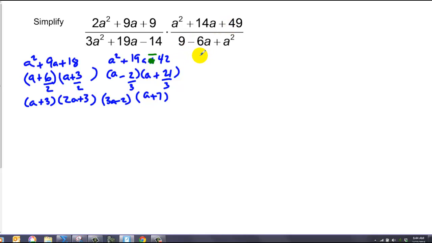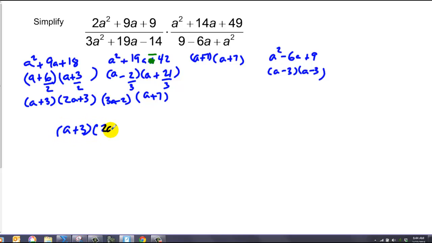Next term, these are perfect squares, so that's just a plus 7 times a plus 7. And then the last term, I prefer to rearrange that so my a squared term is first. So it's a squared minus 6a plus 9, which is, again, perfect squares. It's a minus 3 times a minus 3. And now rearrange this all so we have a multiplication problem back. I have a plus 3 multiplied by 2a plus 3 over 3a minus 2. Let's fix that.